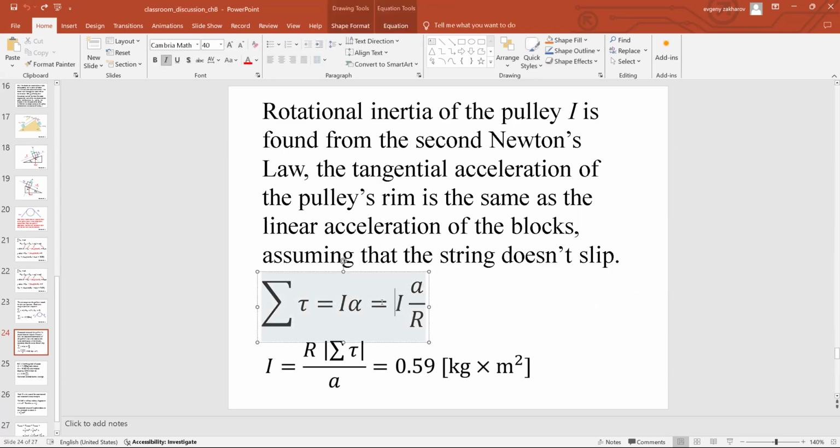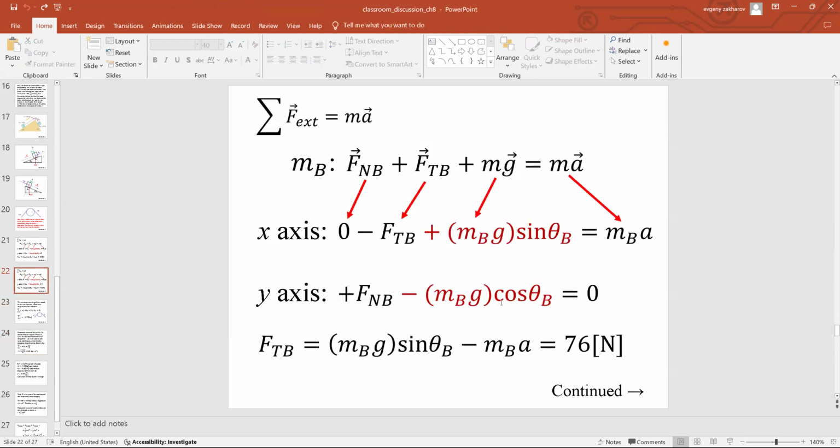And now the dynamics. Dynamics means the net external torque is your rotational inertia times the angular acceleration. We have no idea on angular acceleration, but we know that there is a connection between linear parameters and angular parameters. Remember, a is R alpha. So now I want to replace alpha with what's given. Remember, a is given.